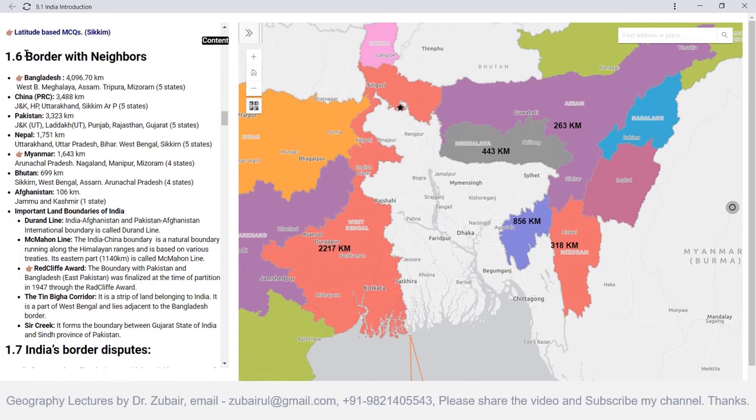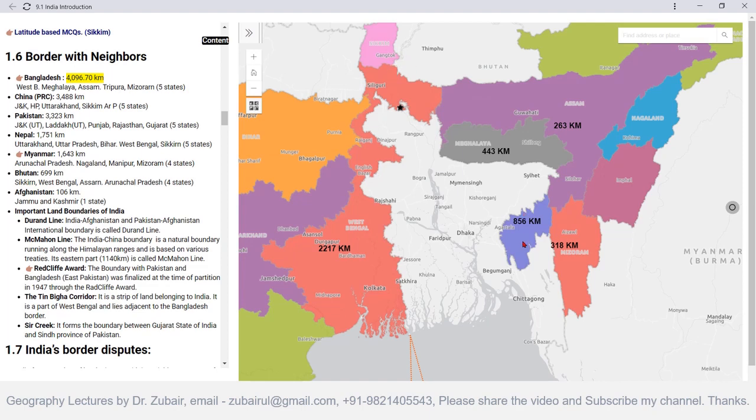Now friends, let's talk about the border with the neighbors. The border with Bangladesh is 4,096 kilometers. So Bangladesh covers the longest international border with India. Here you can see West Bengal is 2,217, the highest, the maximum boundary is with West Bengal.